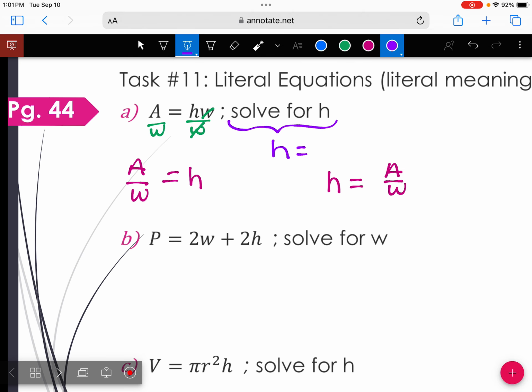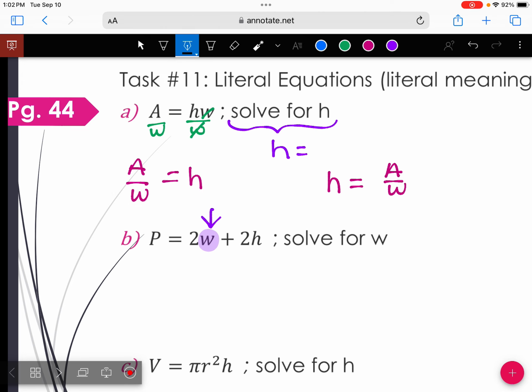So then let's look at B. Let's look at this next one. What do we do to solve for w? I want him by himself. You can divide here. That's a fine option. It's not the easiest way, but it's definitely doable. Subtract 2h is probably going to be your easier option.